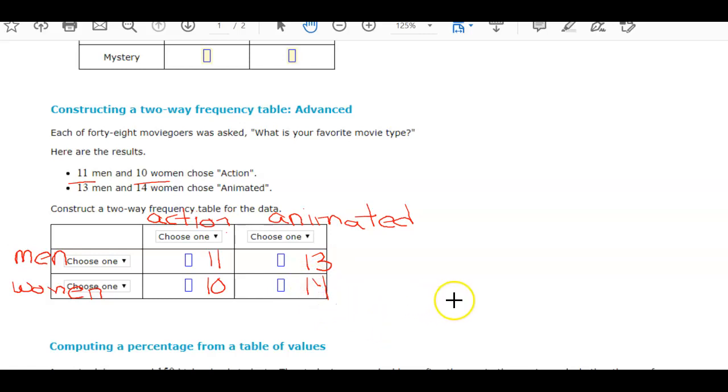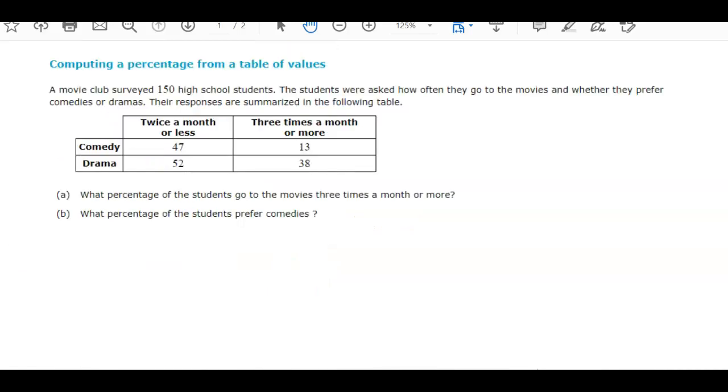Okay, and one last thing, you guys, 48. Make sure that our numbers add up to 48. Okay, that's it for the second one. All right, looking at problem number 3, computing a percentage from a table of values.